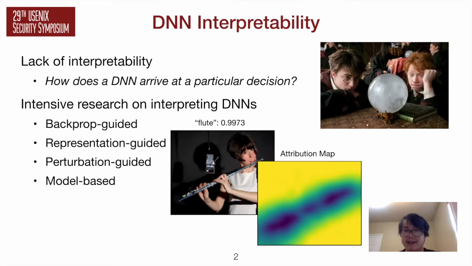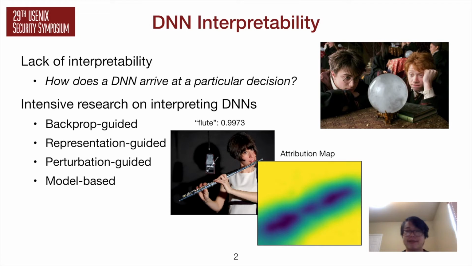We present an attack against interpretable deep learning systems in this paper. Let's first talk about the deep neural network's interpretability. While DNNs achieve superhuman performance on visual recognition, language understanding, and game playing, they are often criticized as black boxes. It is hard for humans to understand how a deep neural network arrives at a particular decision. This opacity may limit the application of DNNs in safety-critical domains due to their unpredictability.